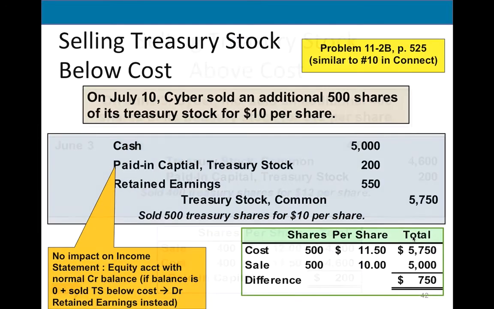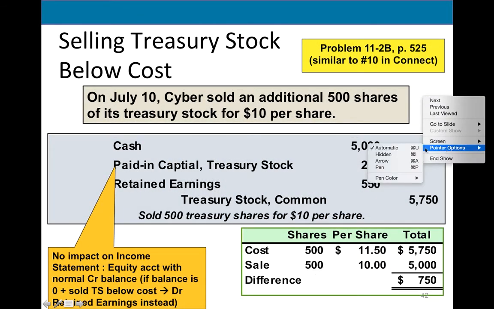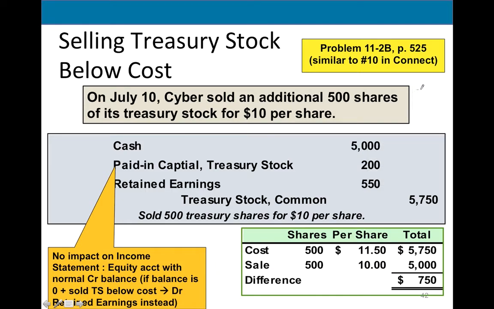What happens if we sell treasury stock below cost? Well, I don't want this to happen, but sometimes it does happen, right? So I want to remind you that paid-in capital treasury stock is the account which we just credited. So it's minus plus, and we credited it by $200, right? That was the amount of money we made. Well, what if we lose money, right?